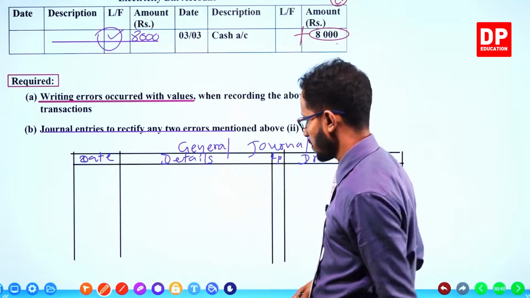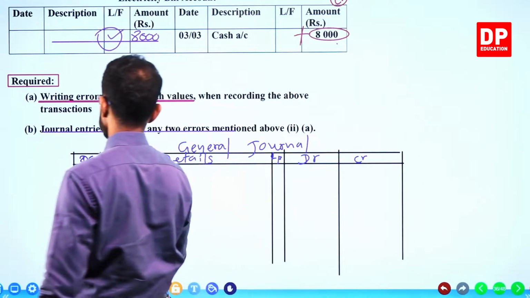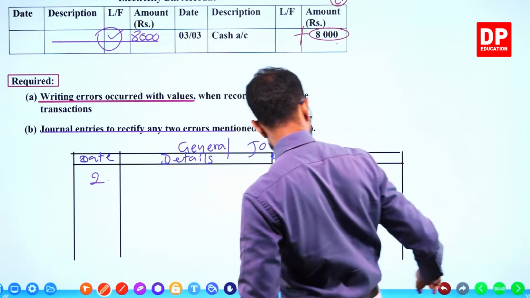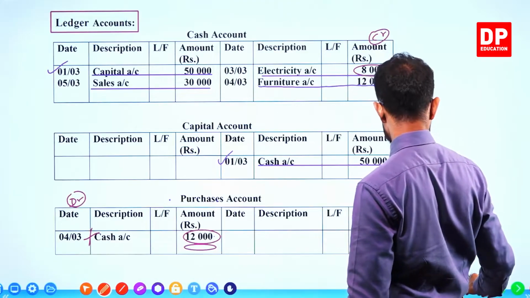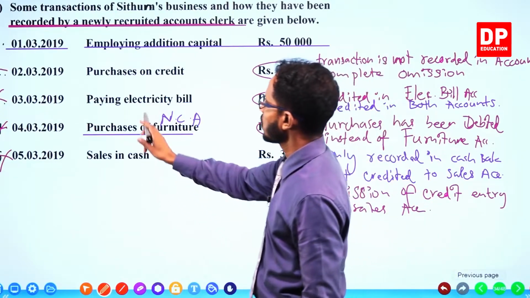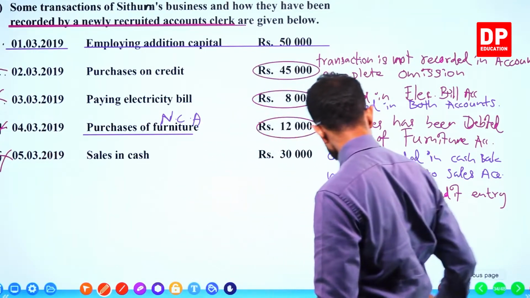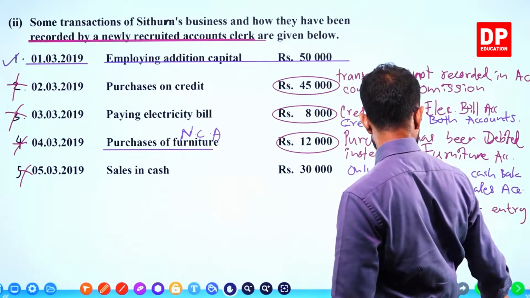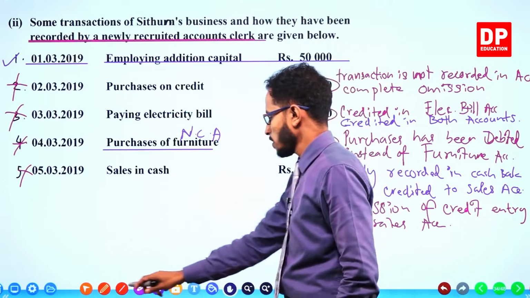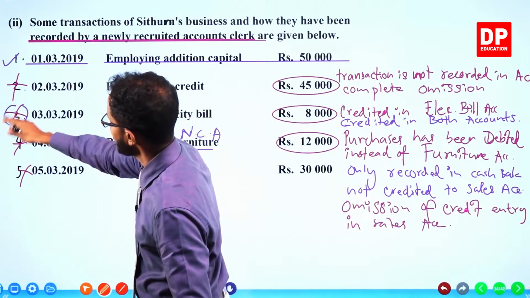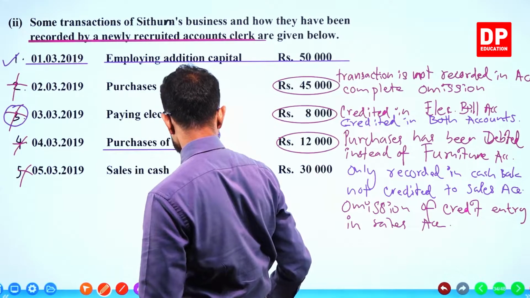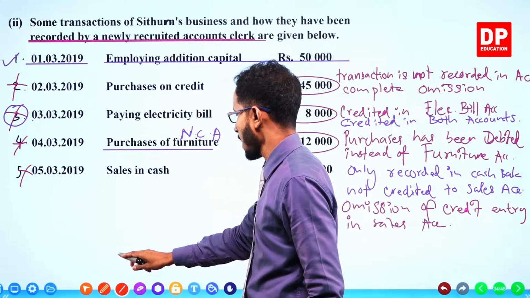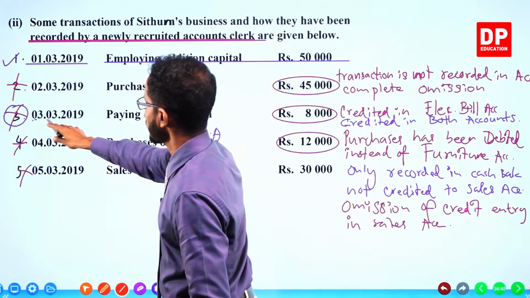What is the double entry? This is error number 2. Is it? No, that is 3. We are taking 3, the third one. This one. We are taking this one, all right? We are going to correct this one.